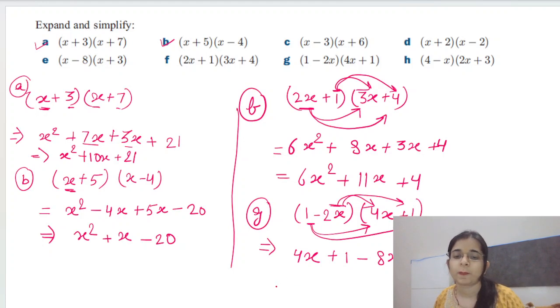Here you can see 4x and minus 2x are the like terms, so we are going to combine them. So 4 minus 2 is 2x and positive 2. So here the answer will be 1 plus 2x minus 8x square.